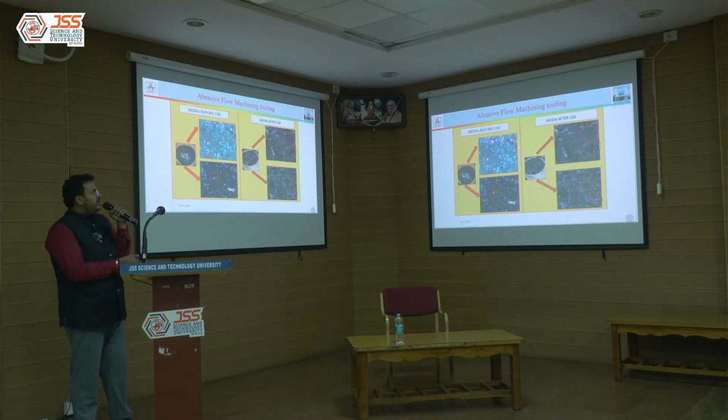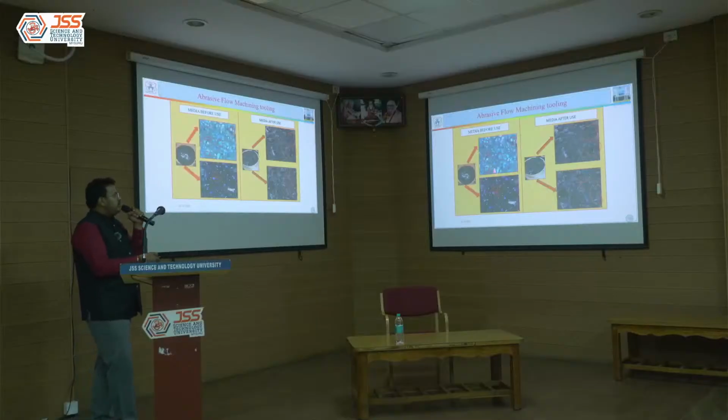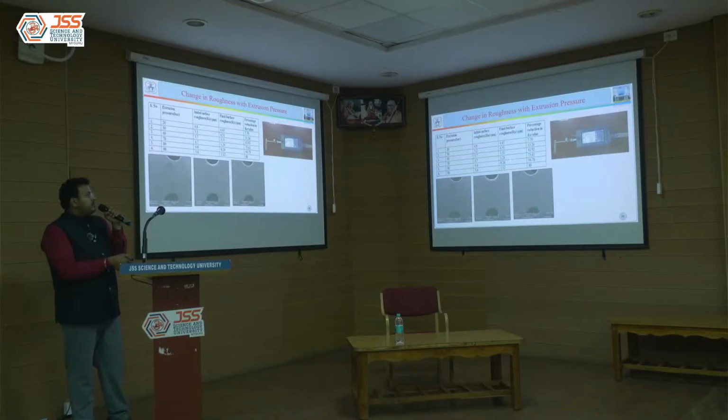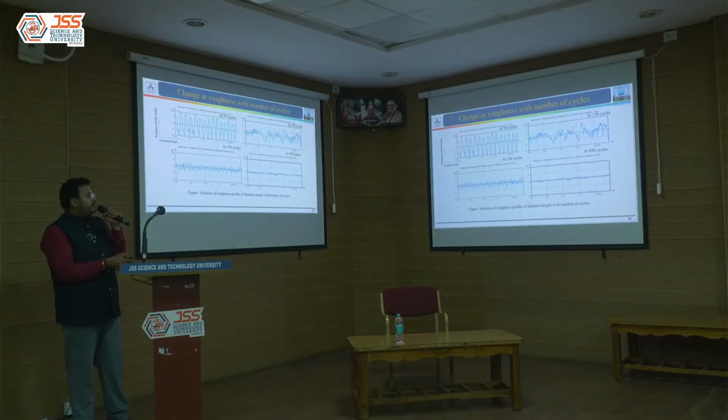We observed the media before use and after use under a microscope: before use, how the abrasive particles are carried successfully by the polymer gel, and after use, the blunt abrasive particles. We conducted experiments on surface finish and recorded Ra values, the average roughness values. When we observe at different cycles, you can see here the average roughness at 50 cycles and at 150 cycles. So what is a cycle here?